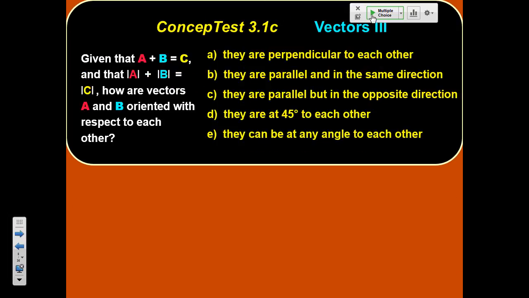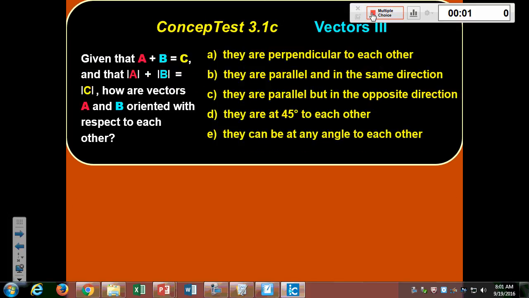All right, given that A plus B equals C, that is the vector sum, and then also the sum of their magnitudes is equal to C, how are A and B oriented with respect to each other? The vector sum and the sum of their magnitudes are equal to one another. How are those two vectors oriented?